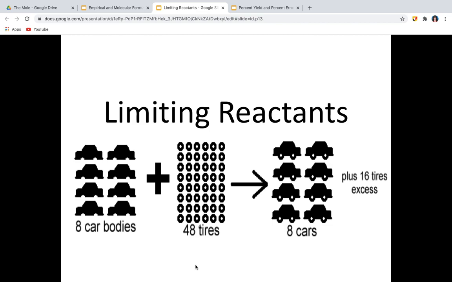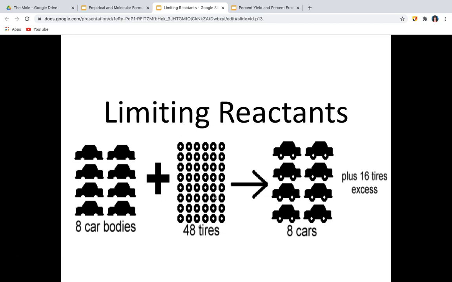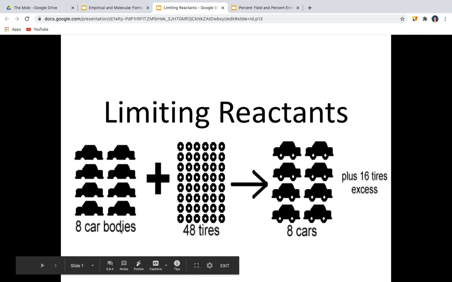So a good visual representation of what this looks like is, let's say that we have 8 car bodies available to us and 48 tires, and we want to see how many cars we can make. Each car needs 1 body and 4 tires. So if we use those things up, we've got 8 total cars that can be made. Using those 8 car bodies, we end up using up 32 tires. So we have 16 tires left.